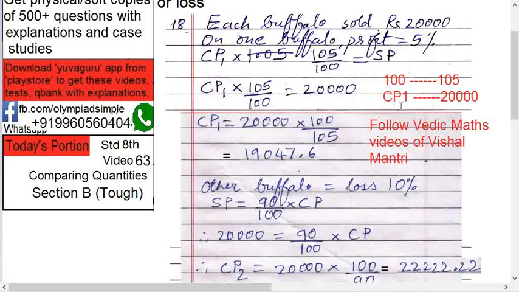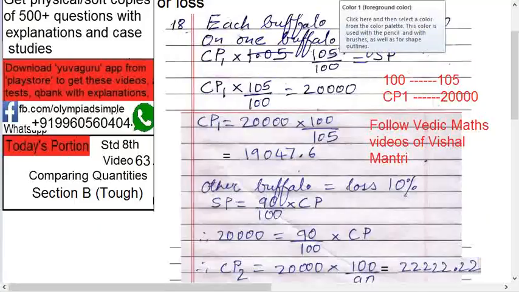Now I want a CP1. So at what price should I bring something so that I can sell it for 20,000? So in that case, what will you do? Cross multiply. CP1 into 105 equals 20,000 into 100. So when this 105 comes down, same thing happened over here, right? Understand this logic.